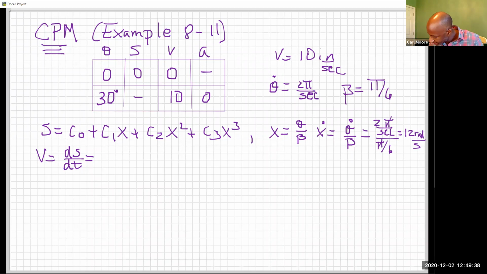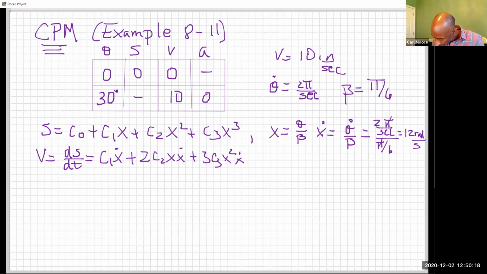And that's important. So when I take my derivative of S, I should have a C1 x dot plus a 2C2 x x dot plus a 3C3 x squared x dot. Let me write it the same way I wrote the other one. And so there's my derivative.